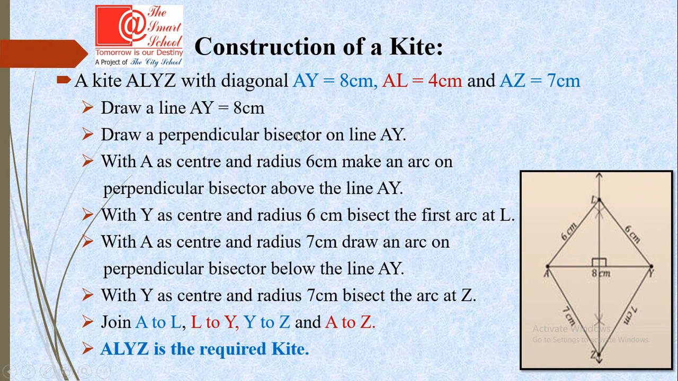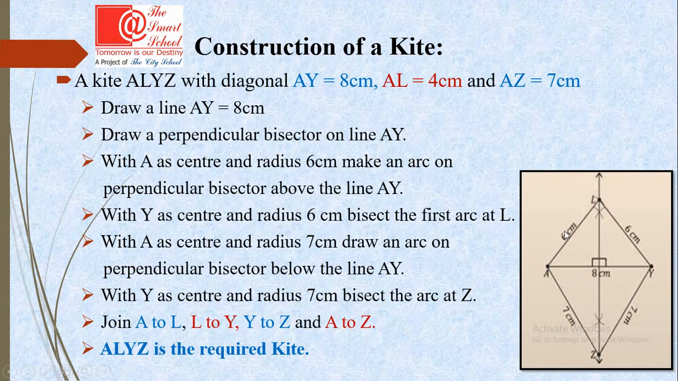Now draw a perpendicular bisector on line AY. You know how to draw a perpendicular bisector? Put your compass on point A, open it more than half, make an arc above and one arc below. And now with the same opening, put the compass on point Y and make an arc which will intersect the first arc above and here below also. And then join it and extend the line. So this is the perpendicular bisector to AY.